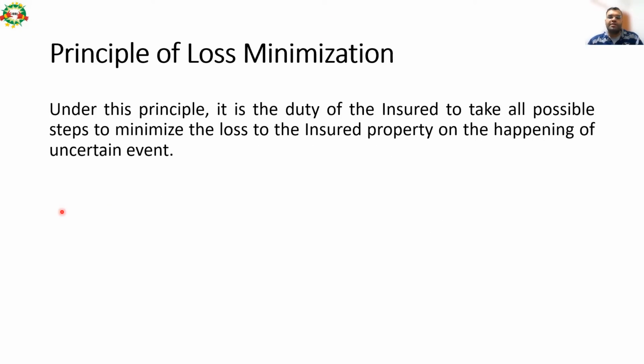The last principle of insurance is the principle of loss minimization. Under this principle, it is the duty of the insured proposer to take all possible steps to minimize the loss to the insured property on the happening of an uncertain event. So if I have taken insurance of my car, and if my car met with an accident, some loss happens to my car, then it is my duty to take all precautions to minimize the loss, because the event has already happened, and I should try that subsequent loss gets minimized.